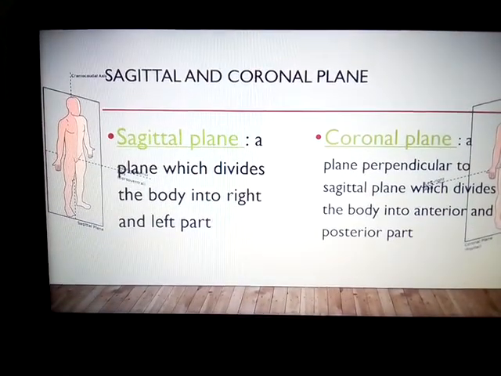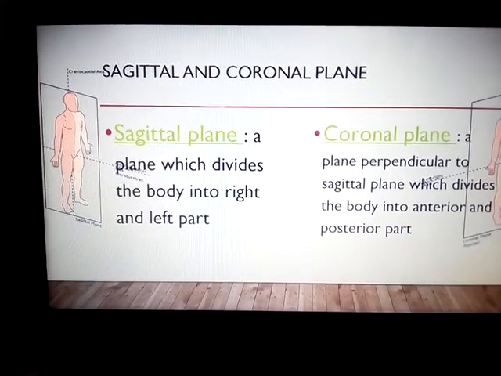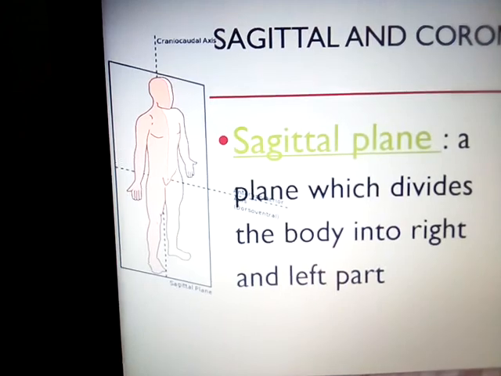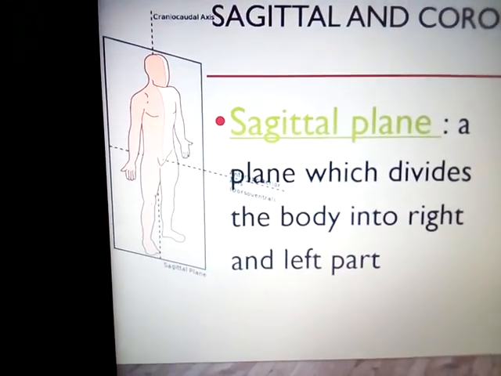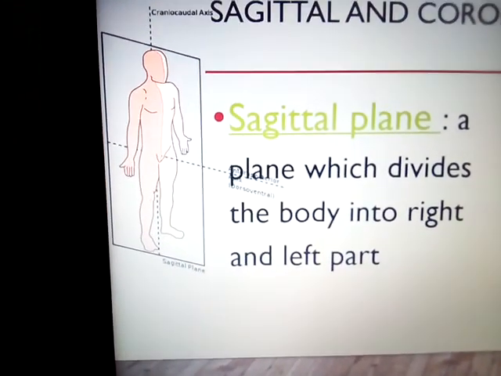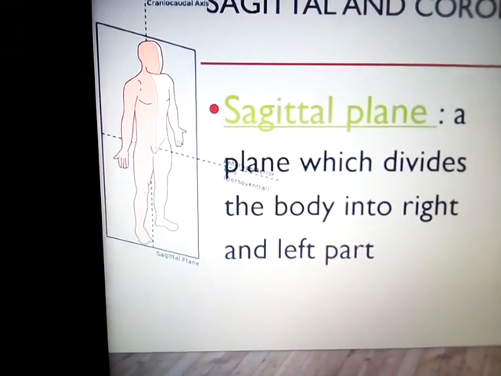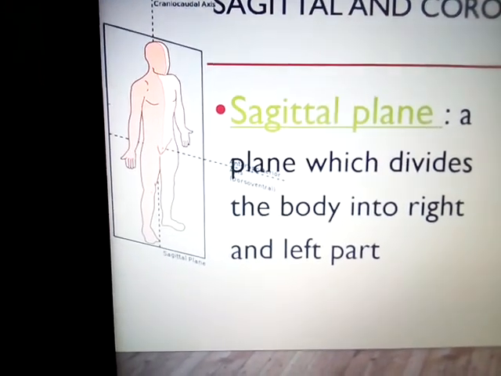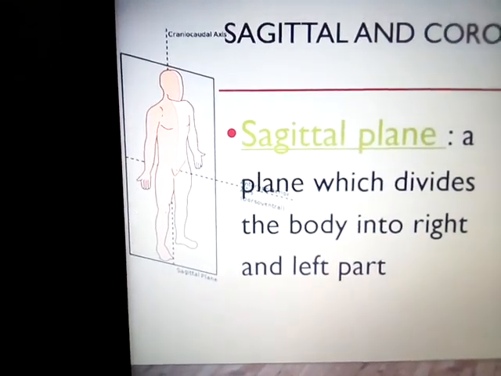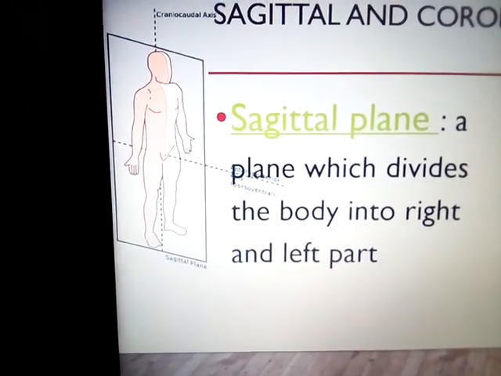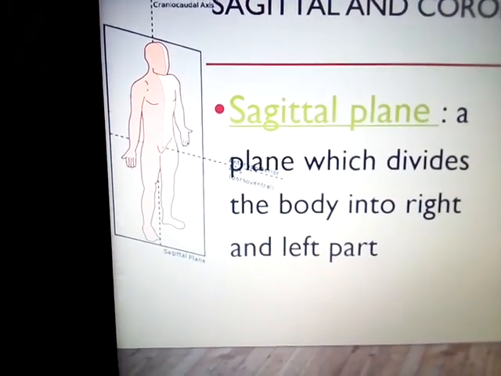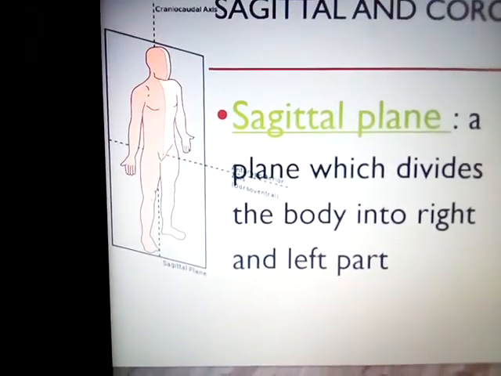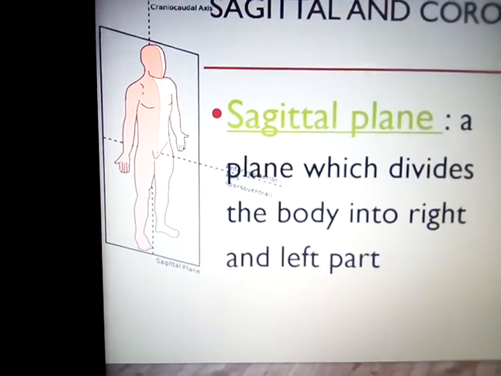Next thing is the sagittal and coronal plane. What is a sagittal plane? A sagittal plane is basically a plane which divides the body into right and left part. It is not necessary that a sagittal plane should divide the body into equal symmetrical right and left parts. It can also divide the body into unequal parts. That's not a big deal. But a sagittal plane divides the body into right and left part. I hope the diagram clarifies it for you.